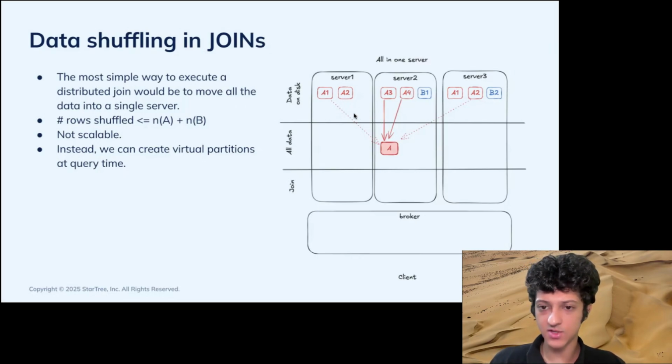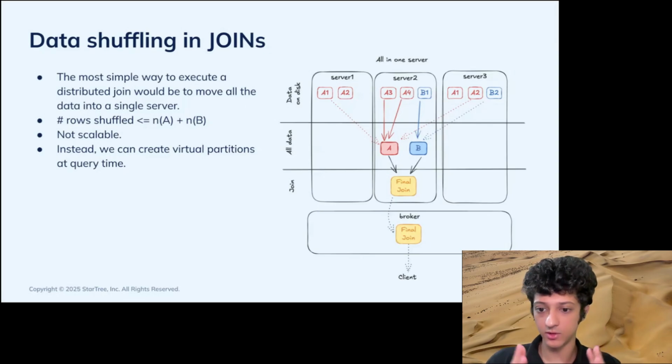That would involve some data shuffle for segments that are on other servers. It would involve some in-memory movement of data that's already on that server. Similarly, for segments of table B, some data shuffle over the network, some in-memory data movement. But once we have all the data on a single server, we can execute our join algorithm locally on that server and emit the final join result to the broker before sending it back to the client. The number of rows shuffled here would be bounded by the total number of rows across all segments of both sides of the join. While this works, it is not scalable.